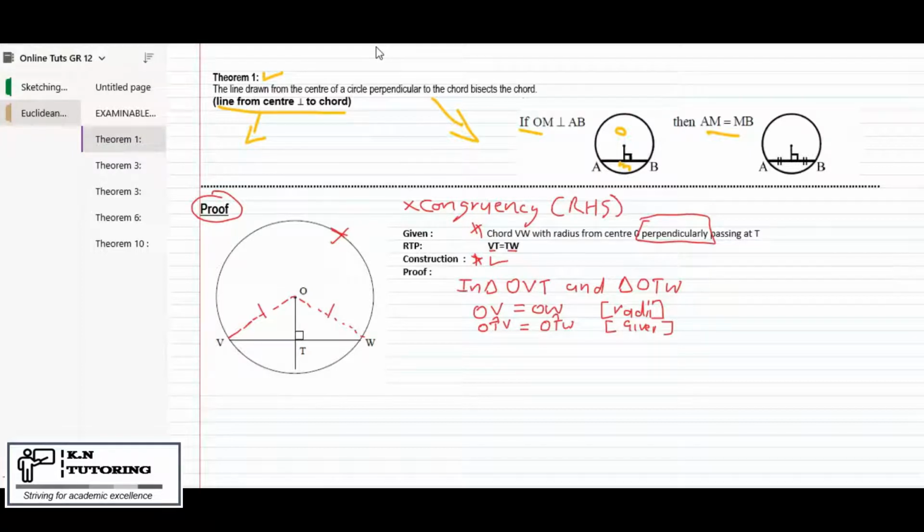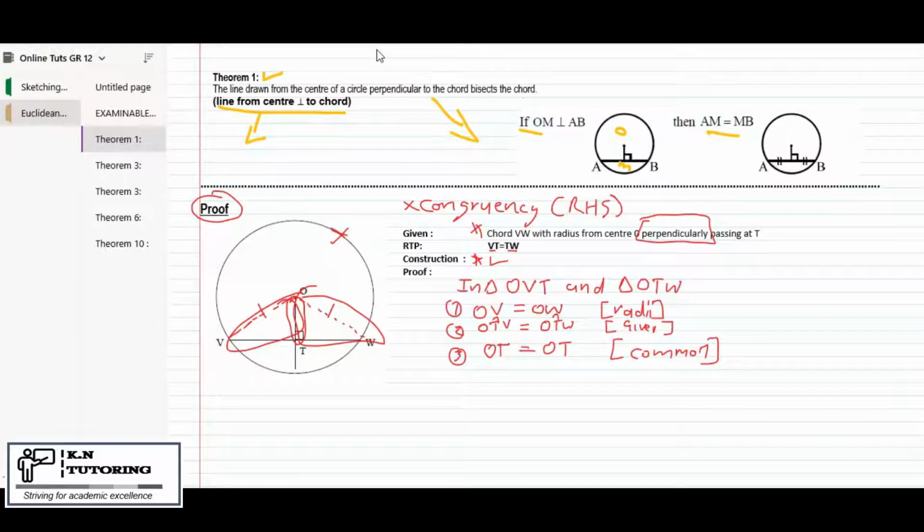Okay. Lastly, what do we know? We can see that in triangle OVT, we've got side number 1, number 2, and then this is number 3. OT, this side is actually common on both triangles. So it's common on this triangle, and it's common on this triangle as well. So OT is equal to OT. The reason there, you can say it's a common side.